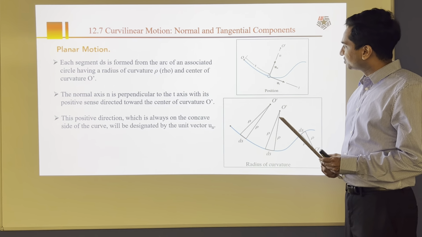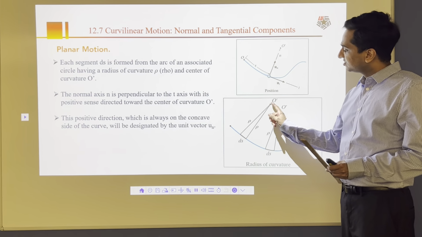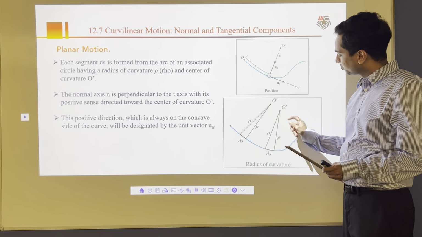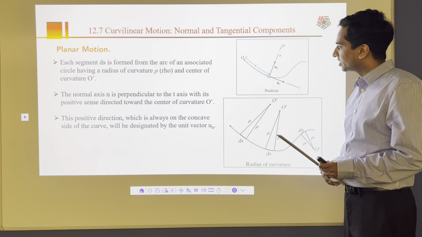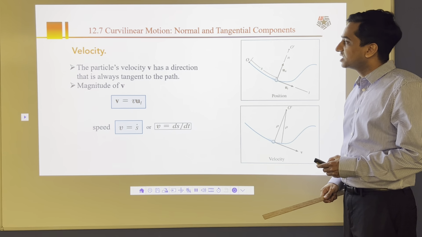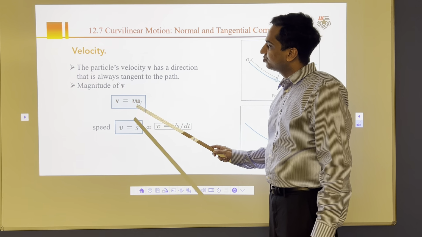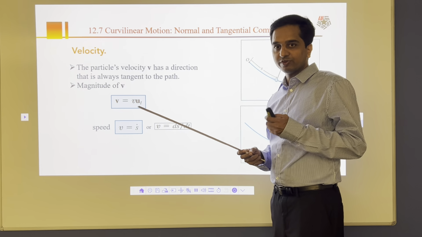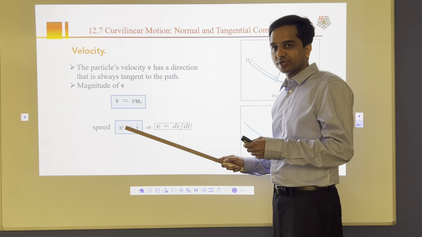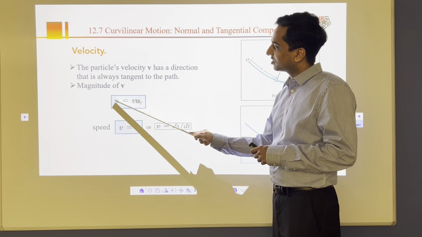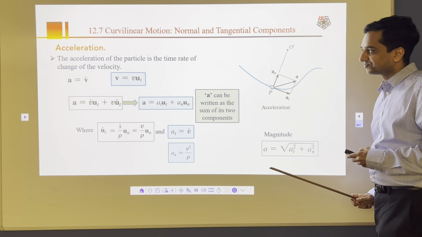In order to use the n and t coordinate system, we need to know the radius rho. And this radius will be different at any given point. So at this point, at this point, at this point, the radius will be different. We need to know the equation of the curve and the radius, and if we know that, we can use normal and tangential components. The velocity in normal and tangential components is given by v u_t. Now in the Cartesian coordinate system we use i, j, k. Here we use u_t and u_n. u_t is for the tangential component and u_n is for the normal component. So that's how we can write down the velocity: v u_t, where v is nothing but the magnitude of that velocity.